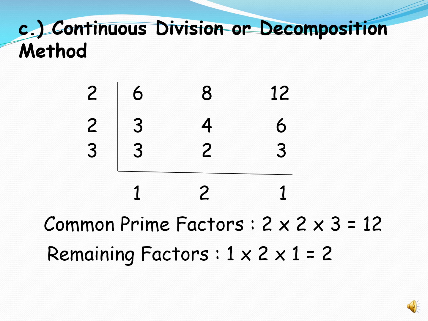So common prime factors, we have 2 times 2 times 3 is equal to 12. Remaining factors, we have 1 times 2 times 1 is equal to 2. So the least common multiple is equal to 12 times 2 is equal to 24.